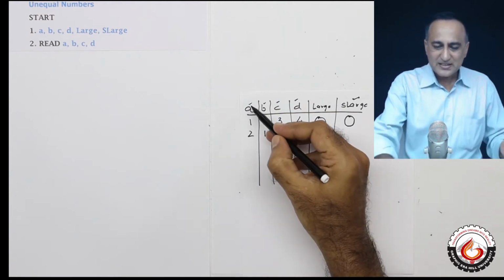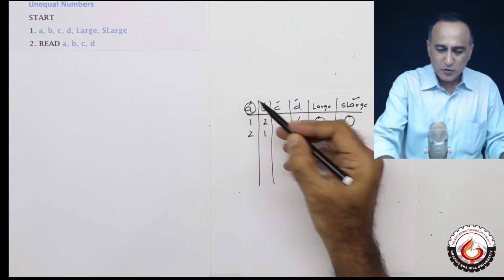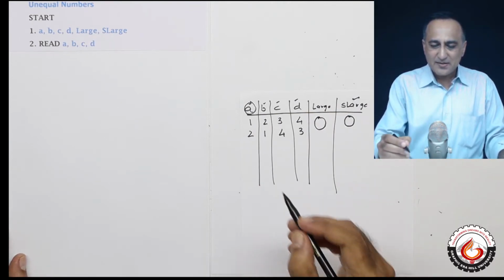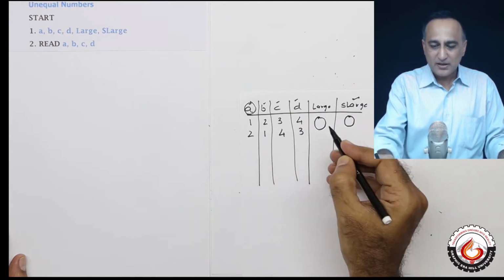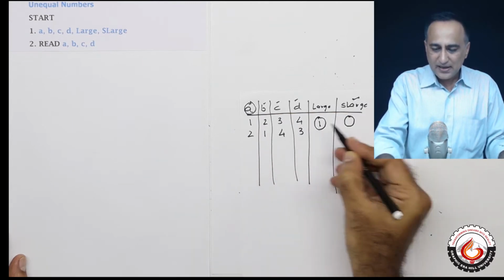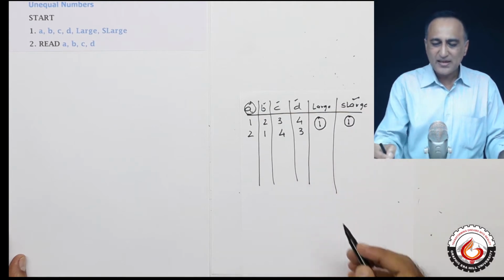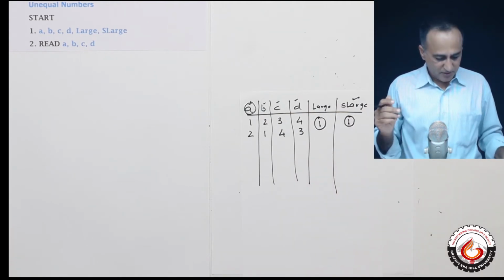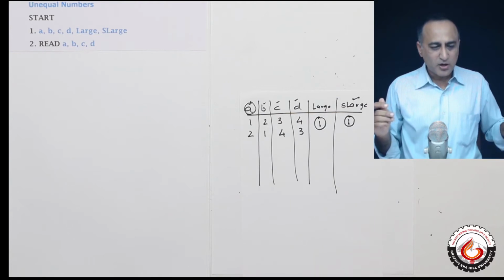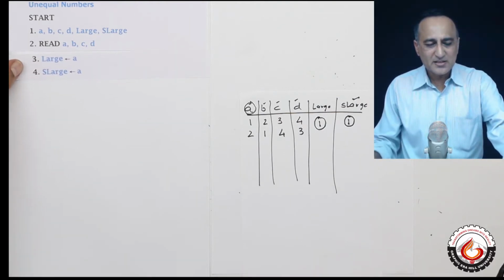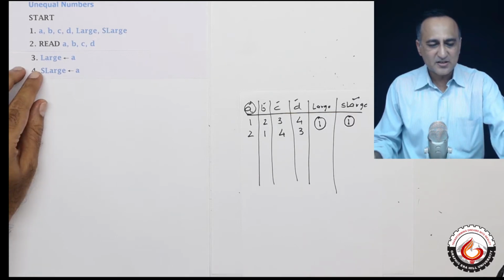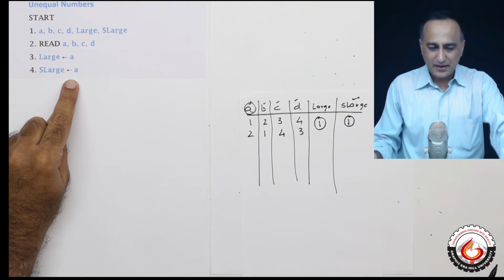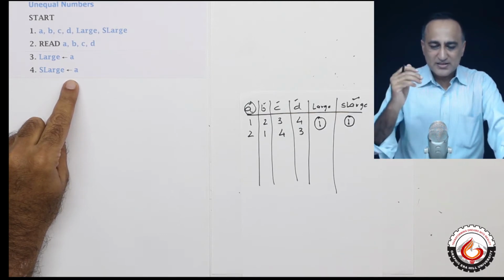So in my case, the first variable I am going to deal with is going to be A. Since A is the only variable available, my large will be A as well, and my second large will also be A, because at this point I have not seen any other variable. So steps 3 and 4 indicate that A is my large as well as my second large. Large is assigned the value A, second large is assigned the value A. Now I have processed A.